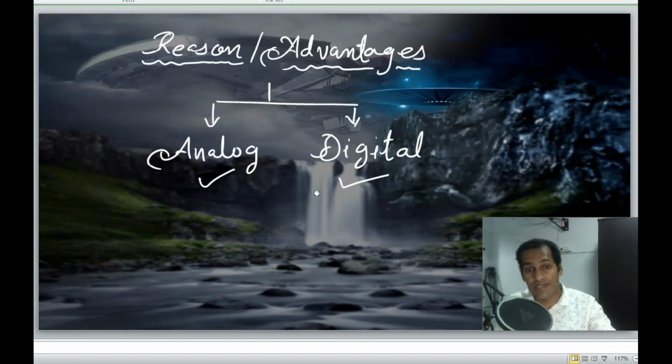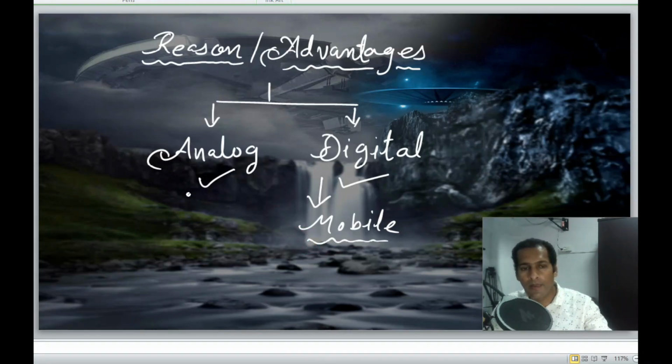Nowadays, which gadgets are we using? For example, the most loved gadget is the mobile phone. A mobile phone is a digital device. Now let us consider a few examples where we can see the difference between analog and digital systems.